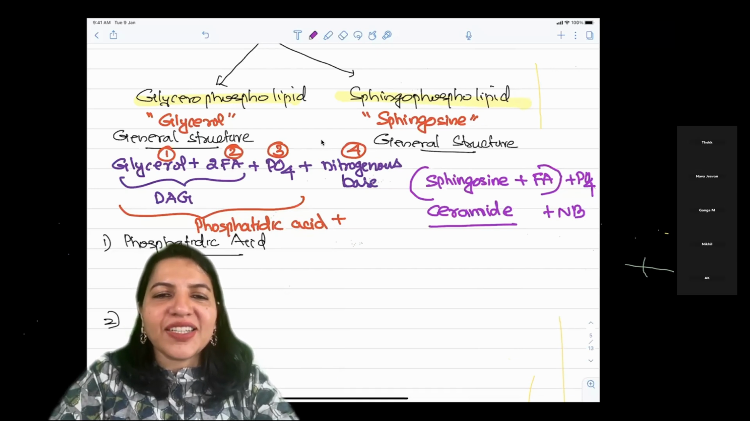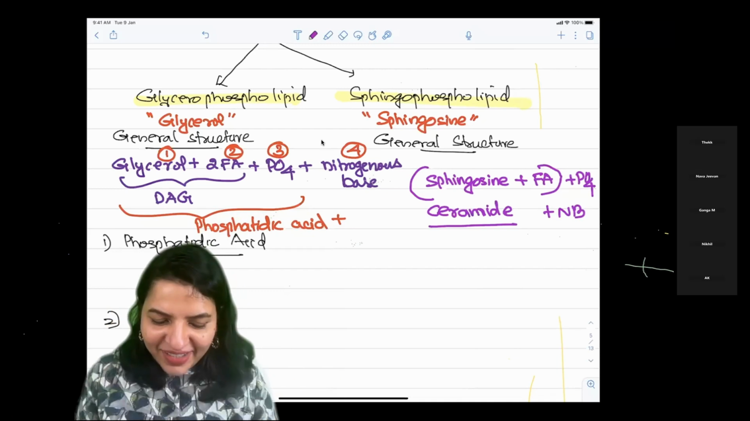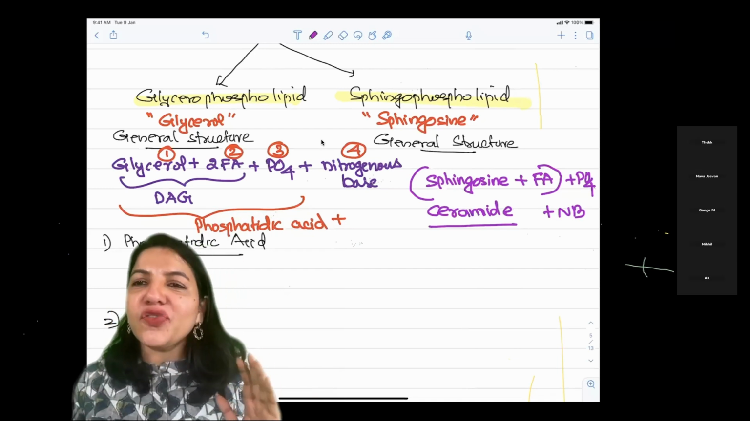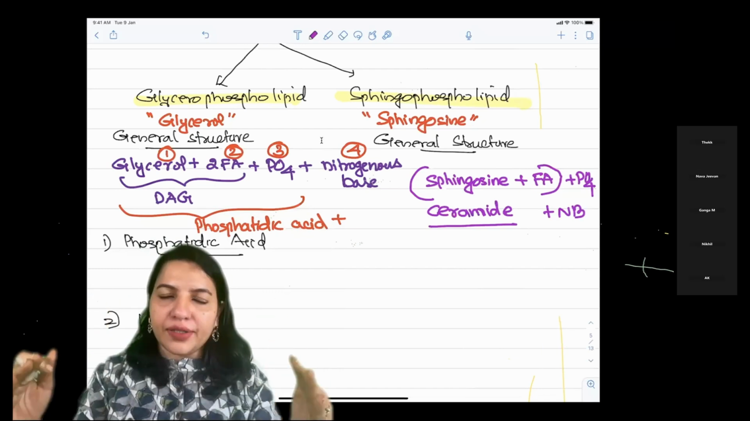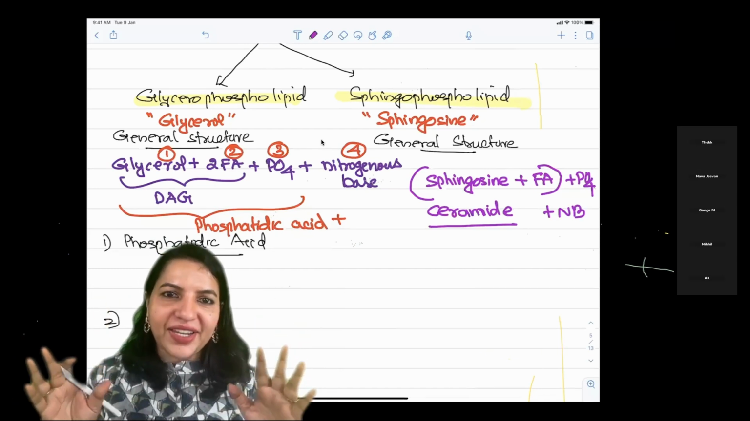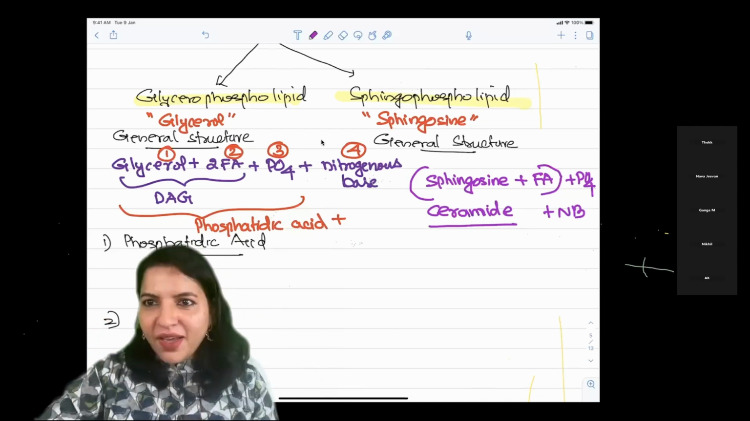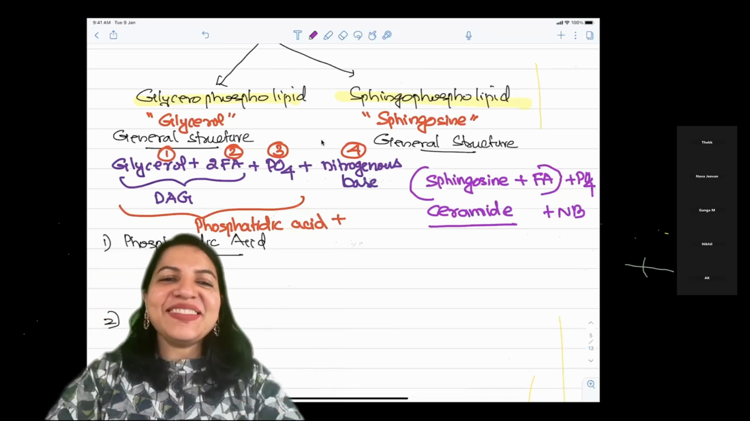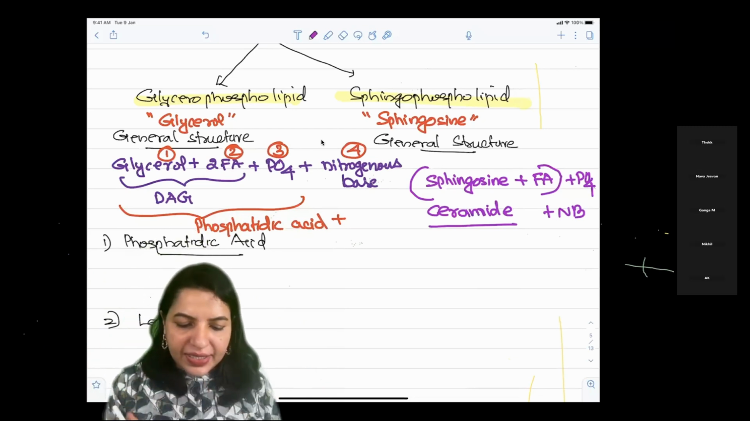Sphingosine plus fatty acid plus phosphate plus nitrogenous base. Good. So that is sphingophospholipid. That concept should be clear. That is what I want. Very good. Okay, so now we are going to see various glycerophospholipids.